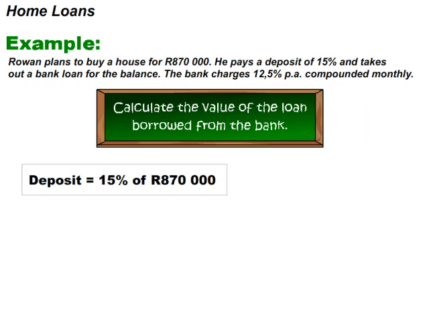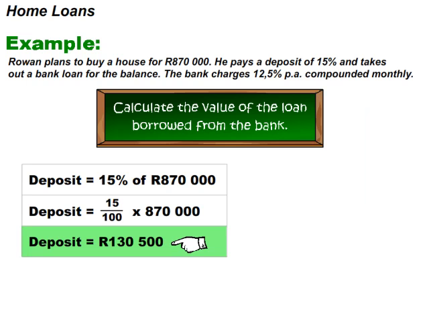We know that Rowan paid a deposit of 15%. 15% of 870,000 Rand is 130,500 Rand. Remember, 15% can be written as 15 over 100. The word of means multiplication. Look at this part. 15 over 100 multiplied by 870,000 is equal to 130,500. So, Rowan paid a deposit of 130,500 Rand.